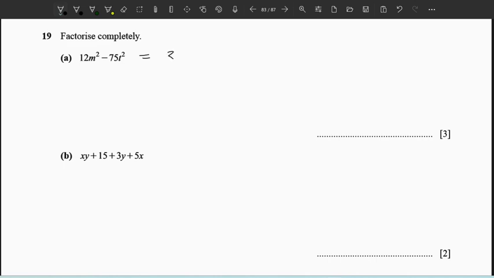So that means we have 3 open bracket there, 4m squared minus 25t squared. If you look very closely, this is what we call a difference of two squares. You know square numbers and square terms, you can find the square root of those.